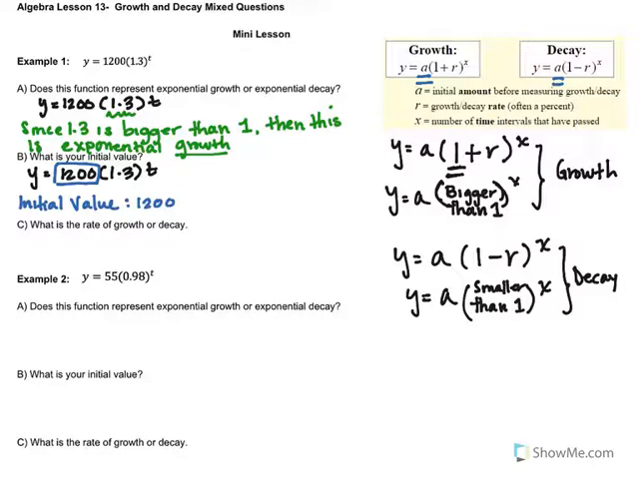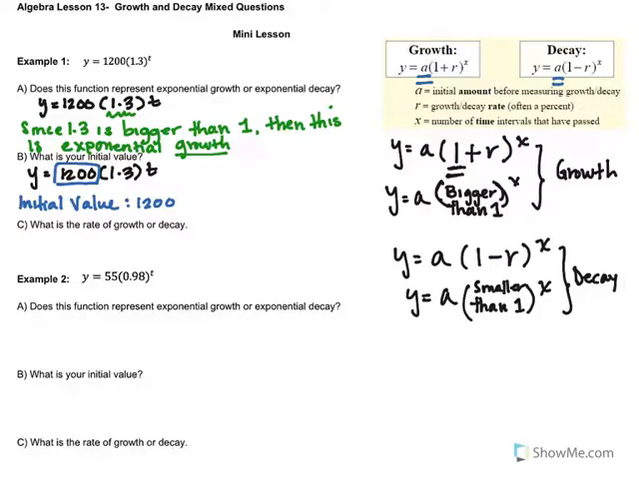Now part C asks, what is the rate of growth or decay? Now the rate of growth or decay is also going to come from the parentheses piece, right? Because it's the r, I'm either going to add it or subtract it from my whole, and then that's going to affect what I have left over inside of my parentheses.